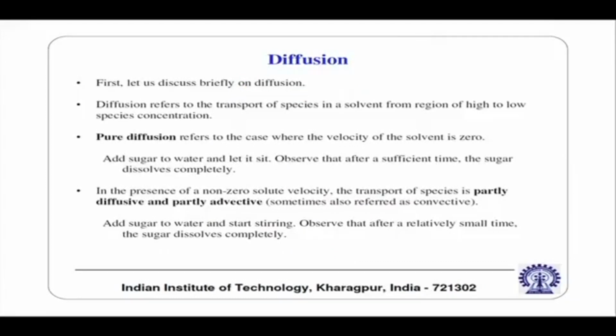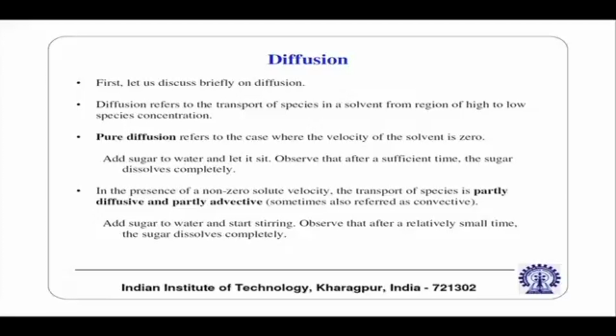So, diffusion refers to the transport of species in a solvent from a region of high to low species concentration. So, it is driven by concentration gradient. Pure diffusion refers to the case when velocity of the solvent is 0. For example, add sugar to water and let it sit. Observe that after a sufficient time the sugar dissolves completely, but diffusion itself is a slow process. So, it takes quite a bit of time for the sugar to dissolve completely in the solution if it is not stirred.